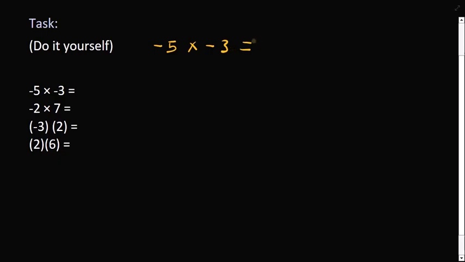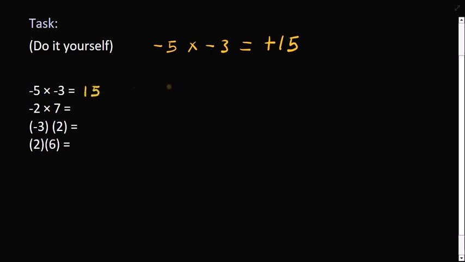So minus times minus is plus, and 5 times 3 is 15. I'm writing this for explanation purpose, but there is no need to write plus there. So we just have positive 15.